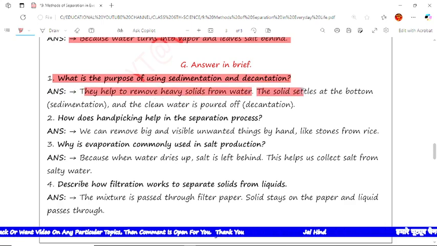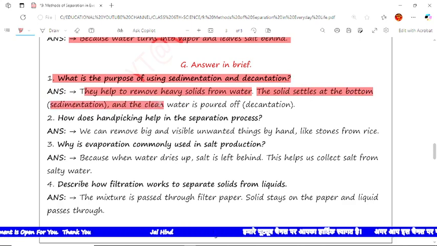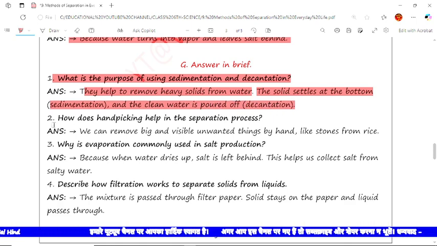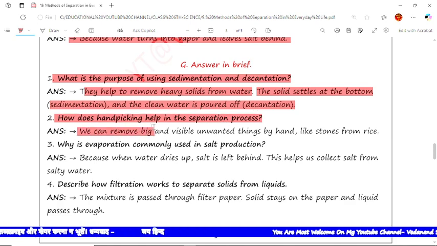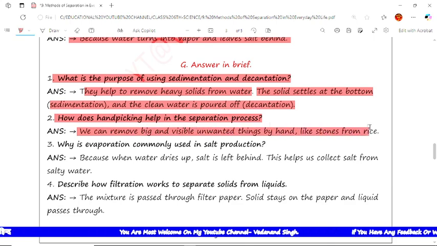The solid settles at the bottom, that is sedimentation, and the clean water is poured off, that is decantation. Now the next question is: how does hand picking help in the separation process? The answer is we can remove big and visible unwanted things by hand, like stones from rice.